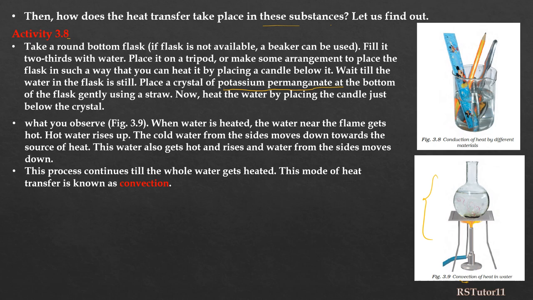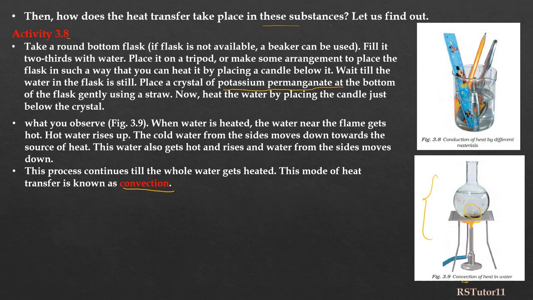When water is heated, the water near the flame gets hot. The cold water from the sides moves down towards the source of heat. This water also gets hot and rises, and water from the sides moves down. This process continues till the whole water gets heated. This mode of transfer of heat is known as convection.